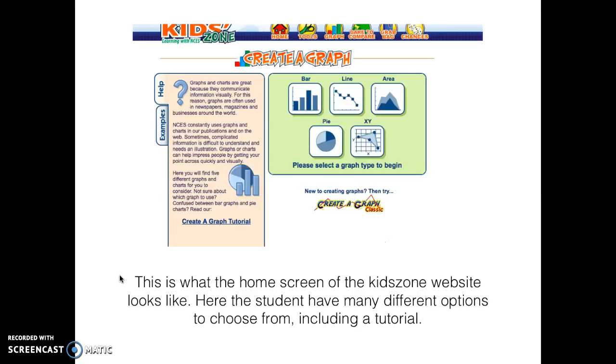So as we've opened up, this is the KidZone homepage, the Create a Graph homepage. As you can see on the left there is help for useful information. There's a tutorial, and underneath the help is examples. Examples are mostly American based as it is an American website. And then in the green box in the middle of the screen, it gives you options of what sort of graph you would like, whether it be a bar, line, area, pie, or XY graph. You simply select one of these options to begin, and then the student is away.